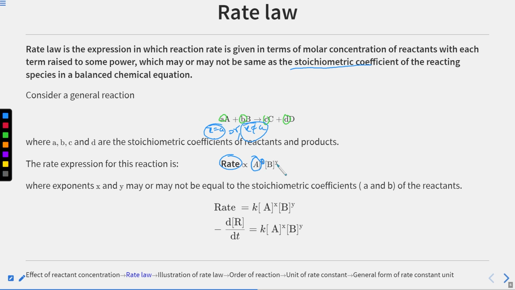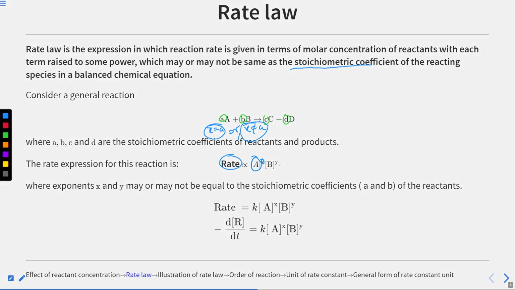Then we have the other reactant B. So if you want to write the complete rate law, all of the reactants should be considered. And their powers may be decided on the basis of the experimental data. Okay, so this is our rate expression for this reaction. Now we can simplify it later on.